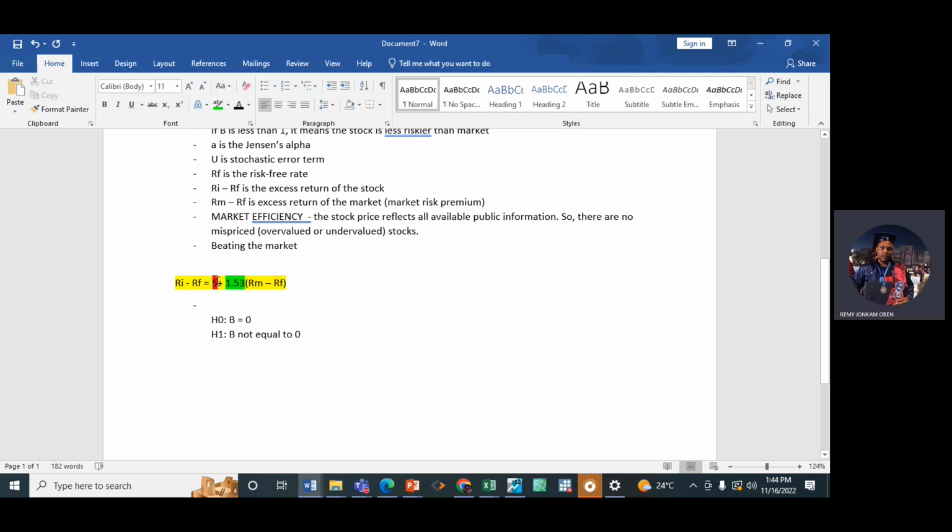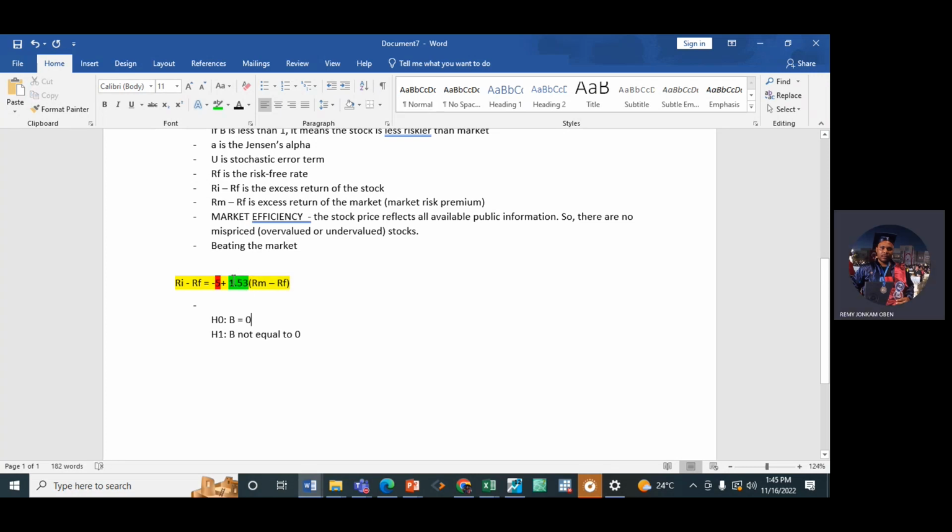If this alpha is negative, it means the stock is overvalued. Why? Because CAPM has said that this is the price of the stock, but actually the price of the stock is this minus 5. So the price is less than what CAPM has given you. So it means CAPM has overpriced the stock. So if alpha is negative, it means we have an overvaluation. The stock is overpriced. But if alpha is positive, it means the stock is undervalued. Understood? Okay. So that is it for alpha.